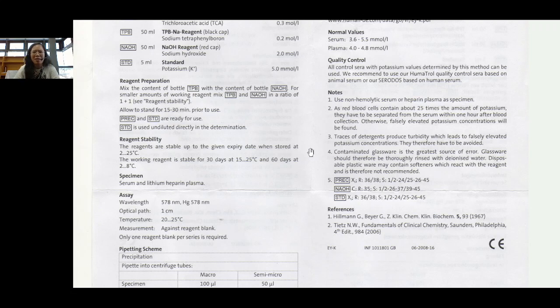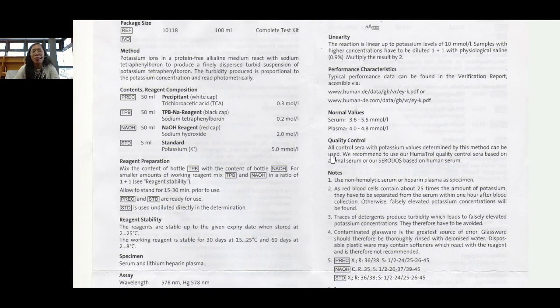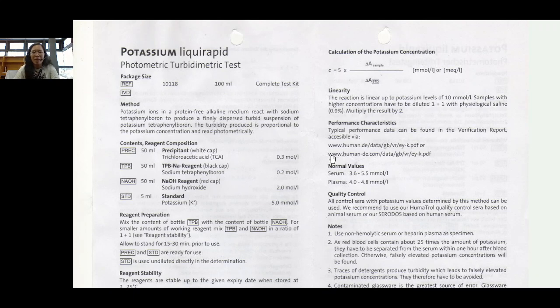Contaminated glassware is the greatest source of error, kids. Glassware should therefore be thoroughly rinsed with deionized water, actually kahit distilled water na. Disposable plasticware may contain softeners which react with the reagent and is therefore not recommended. So ana ka kuti ang inyuhang electrolyte na measurement, especially if we are doing manual gyud na processing, kids, labi na sa kaning in terms of mixing.